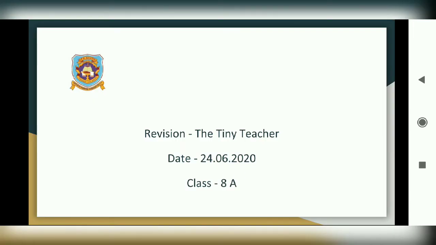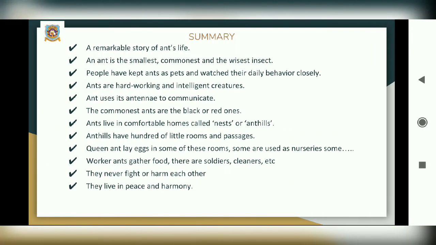We will do revision of the lesson, The Tiny Teacher. It is a story of ants' life, and it tells us that although the smallest and commonest, the ants are the wisest insects. We get to know more about ants' life because people have kept them as pets and watched their behavior very closely. Ants are very hardworking and intelligent creatures. They use antennae to communicate with each other.